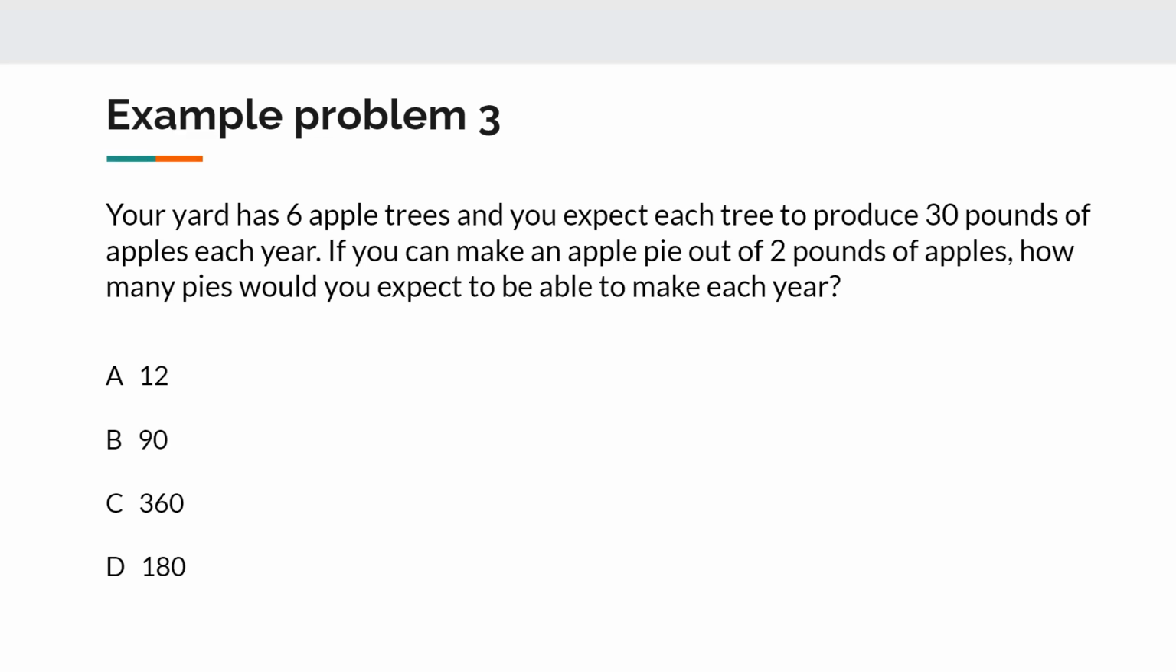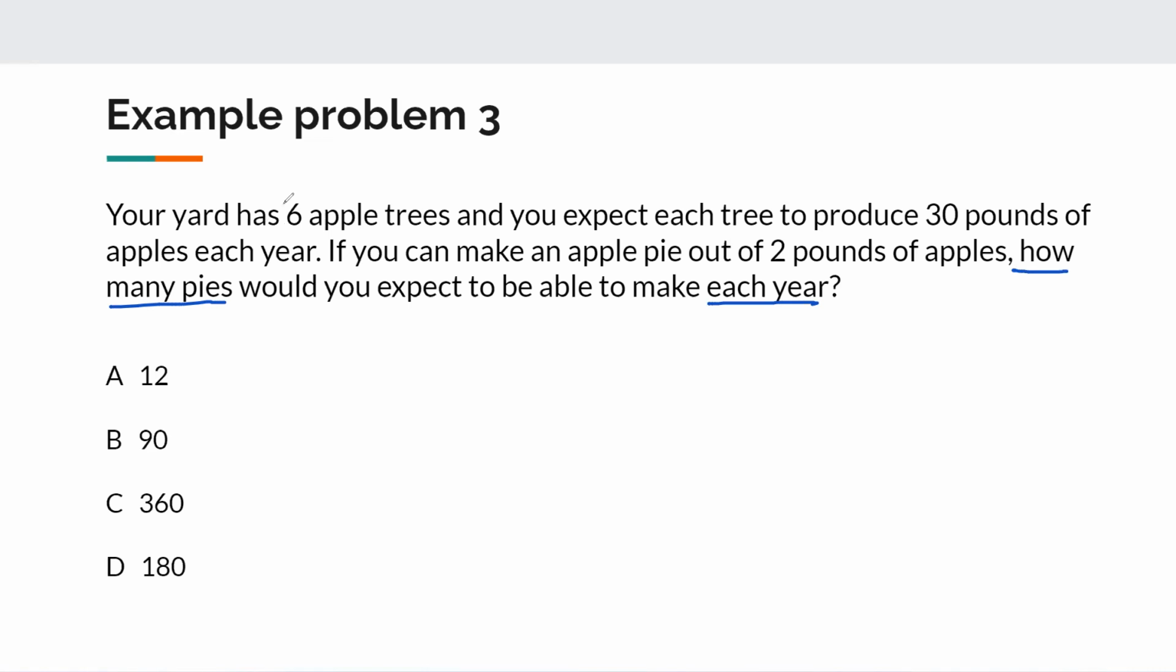Problem 3. Your yard has 6 apple trees and you expect each tree to produce 30 pounds of apples each year. If you can make an apple pie out of 2 pounds of apples, how many pies would you expect to be able to make each year? How many pies each year? That's what I'm focused on in terms of the question that's being asked here.